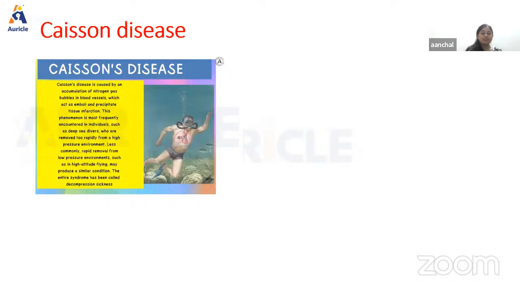Then next we have another disease that is known as Caisson's disease, also known as decompression sickness. So what is decompression sickness? This is a disorder that occurs when a person returns rapidly to normal atmospheric surroundings from an area of high pressure like the deep sea. That's why Caisson disease is also known as compressed air sickness, bends, driver's palsy. Now, what are the causes of this disease?